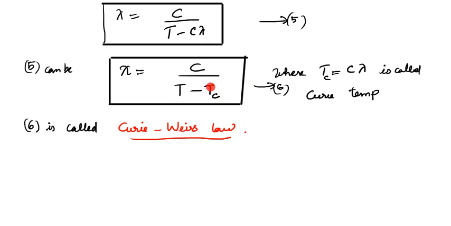When T becomes Tc, the denominator becomes 0 and chi becomes infinite. That means there is spontaneous magnetization even in absence of field, since chi is equal to M by BA. Since chi is C by T minus Tc, the denominator becomes 0 at T equal to Tc, chi becomes infinite. That means there is magnetization even in absence of field.